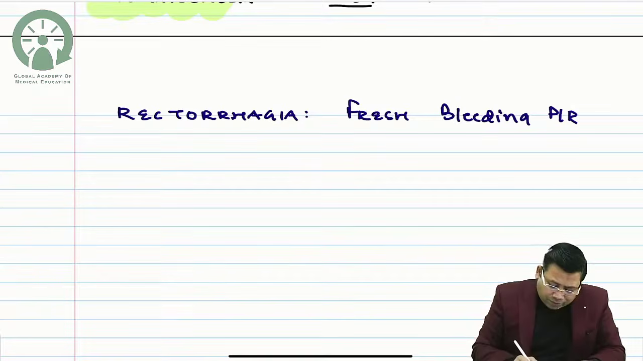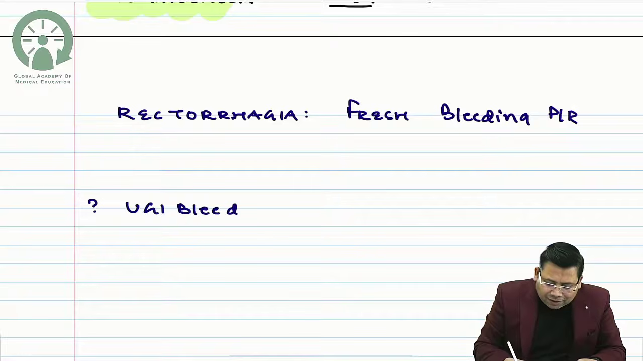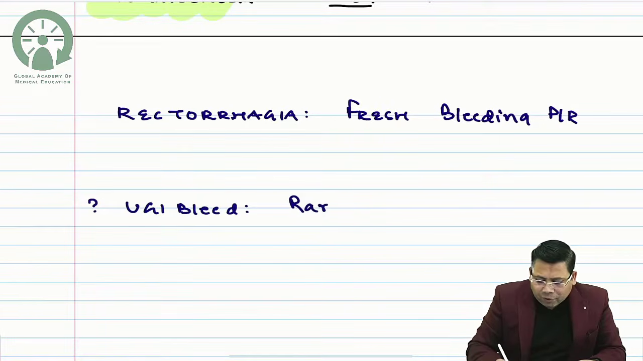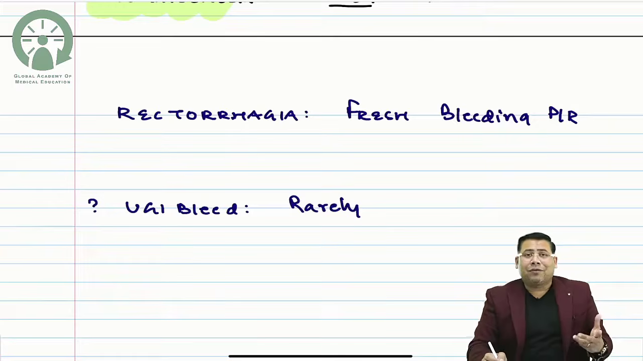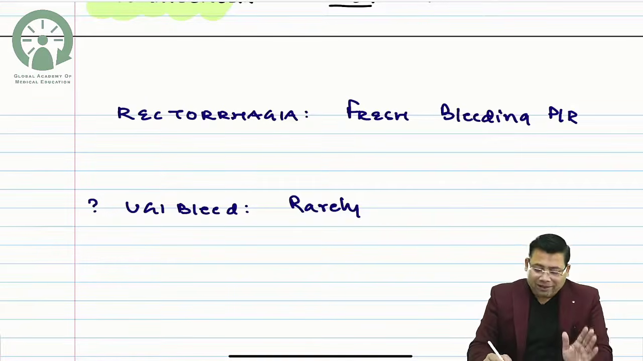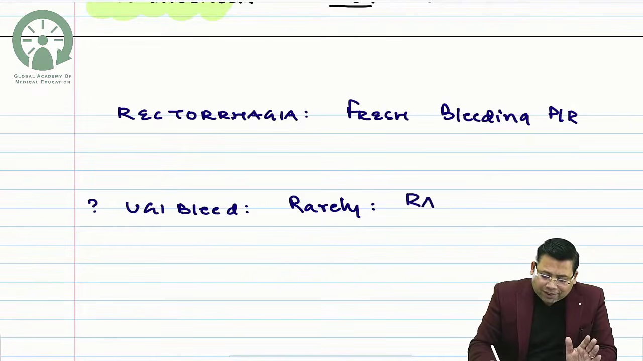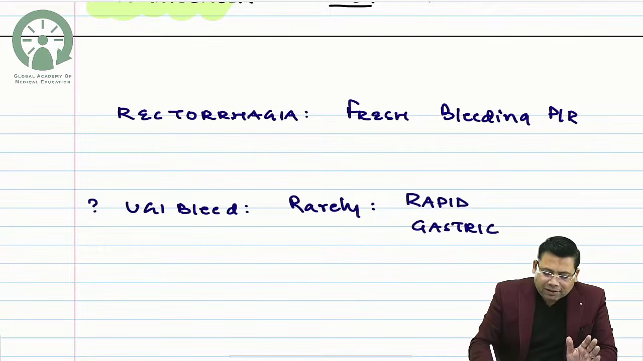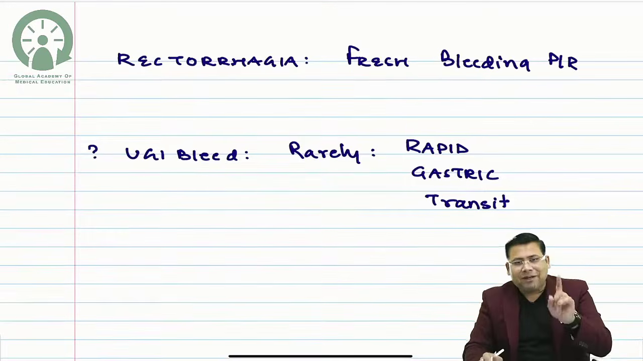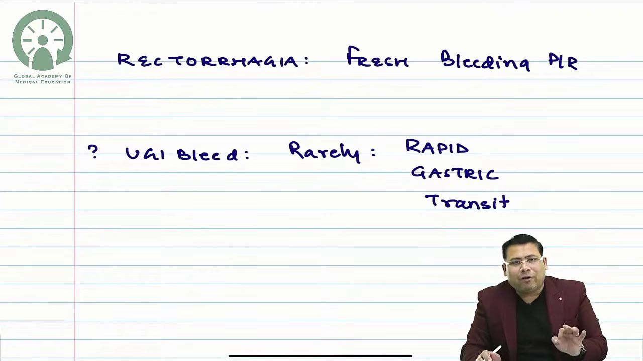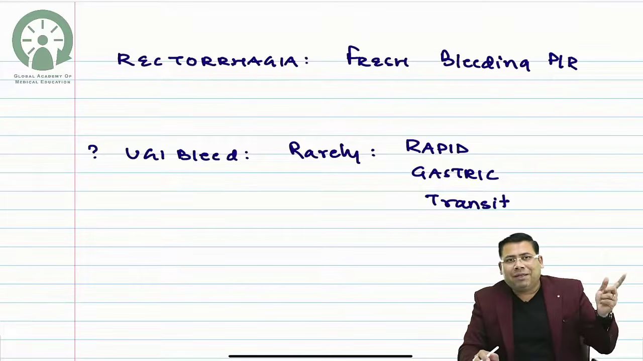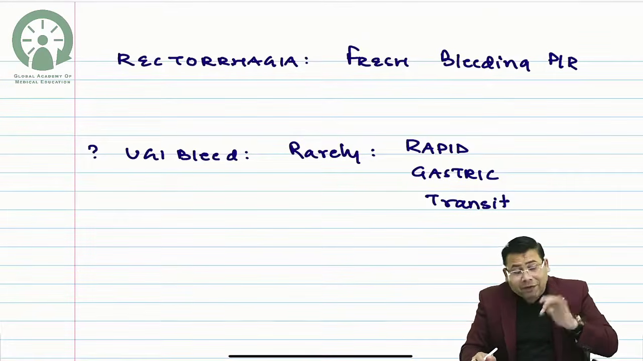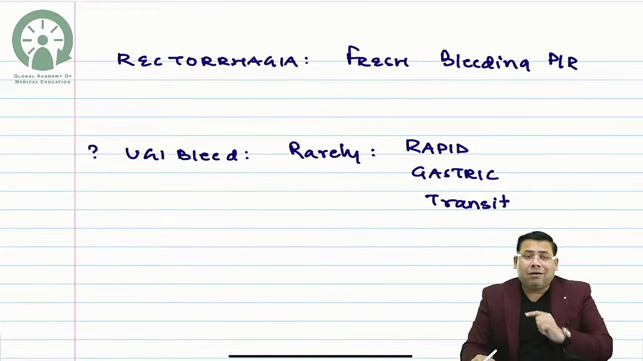So can it be upper GI bleed? Answer is rarely. Now why rarely? You must be thinking that there is acid also, there is everything. But if there is a rapid gastric transit, then the blood doesn't get enough time to get oxidized, and that is why you can get to see this. So this is very, very, very important. Both melena can be upper GI as well as lower GI, and vice versa, hematochezia or rectorrhagia can be.